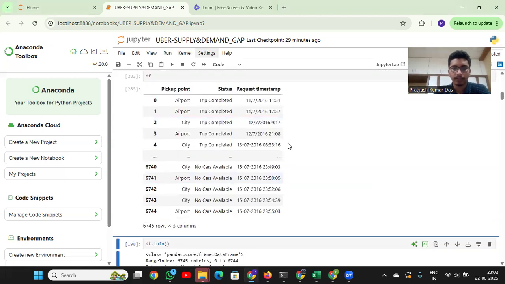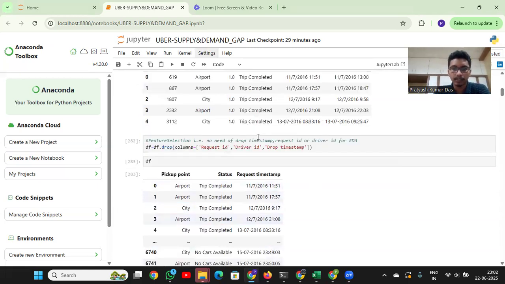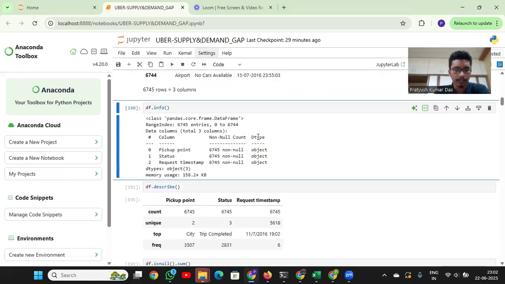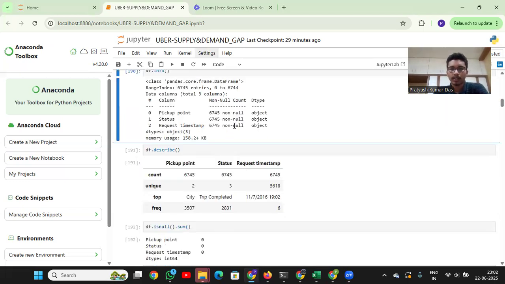Yeah, it shows the DF, all such rows around 6,745 entries, along with three columns, excluding those three columns which are not required. Further, we have the info regarding the data frame about the data type of the things that we are storing in our entries, like the pickup point, status, and request timestamp. This stores the object class data, having no null values, so we don't require simple imputer at this point of time.